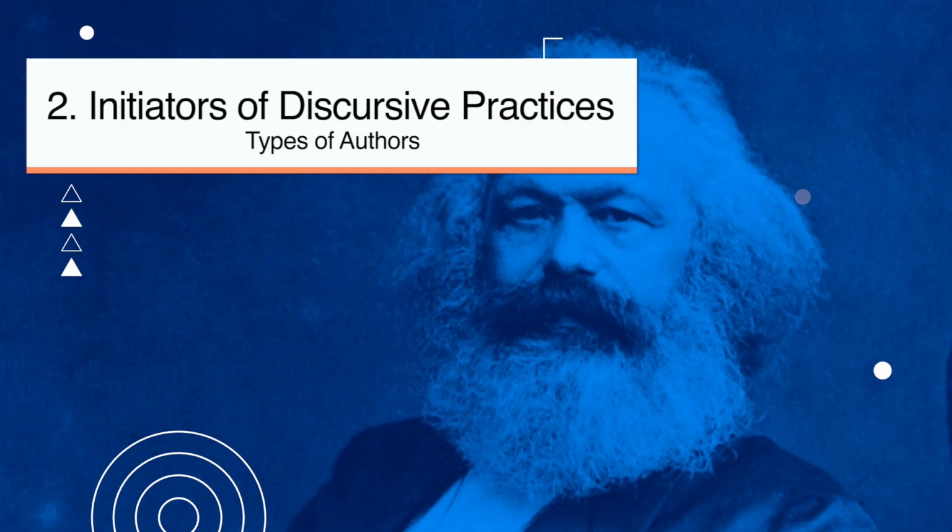Okay, next one is initiators of discursive practices. In this type of authors we have writers or thinkers like Karl Marx, Sigmund Freud, Charles Darwin. These are not just writers or names, they are the author function, they are the system. For example, if you want to study capitalism, you have to align yourself to the philosophies of Karl Marx. If you want to become a professional thinker, you must align your point of view with that of Karl Marx.